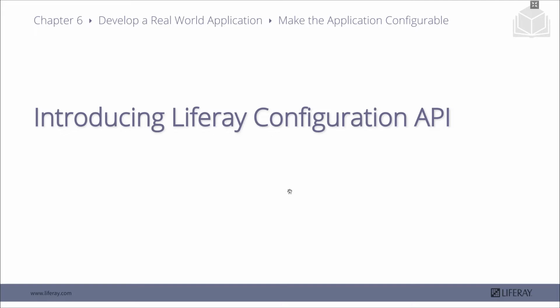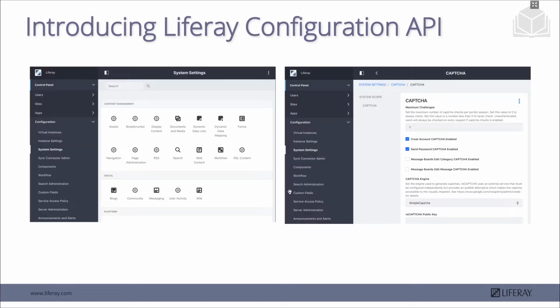We have a framework called the Configuration API. Let's take a look at the Configuration API and what it looks like. In the UI of Liferay, we have an area called System Settings. System Settings is typically where you're going to look when you're trying to configure some of the common settings of Liferay. Behind the scenes, the System Settings section is actually being implemented by what we call the Configuration API.